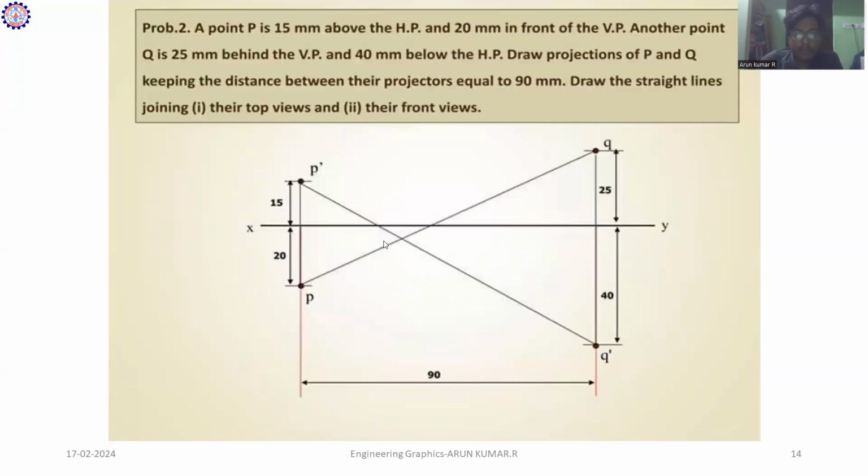So let's move to the second problem. The point P is 15 mm above HP and 25 mm in front of VP. The other point Q is 25 mm behind VP and 40 mm below HP. Draw the projections of P and Q, keeping the distance between the projectors equal to 90 mm. Draw the straight line joining their top views and front views. This is a homework problem for you. I have drawn some example for this question. You have to try it and solve it. Thank you.